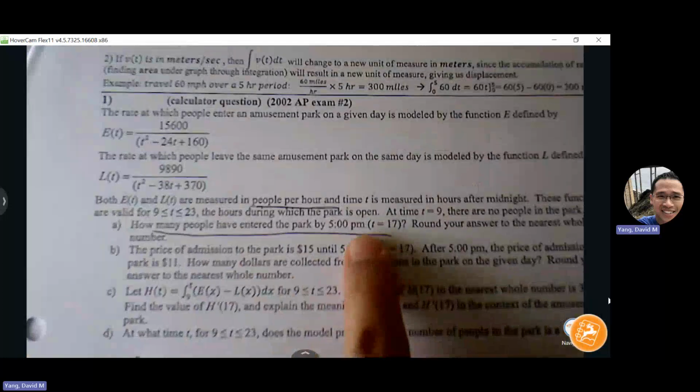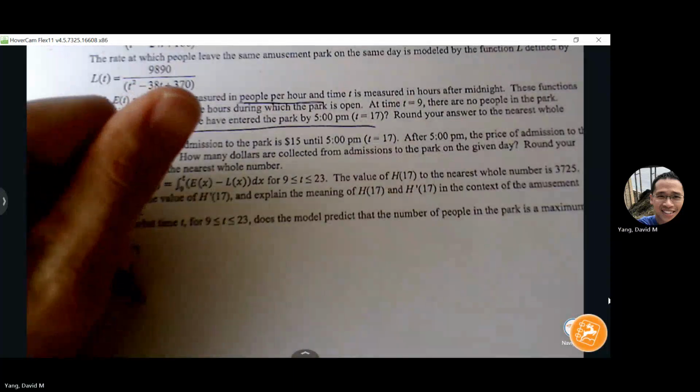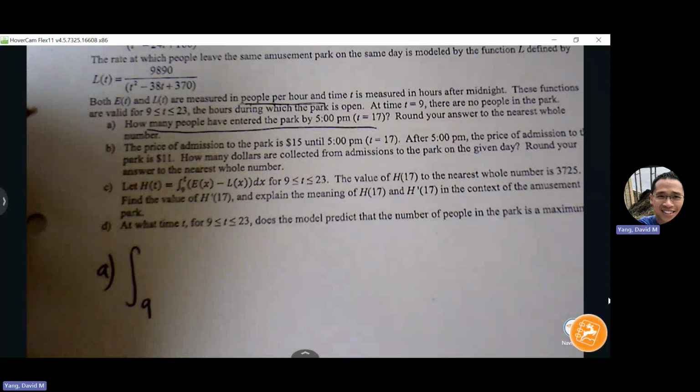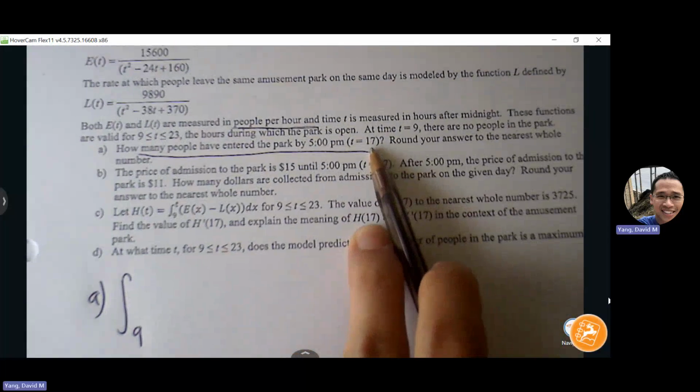Have entered the park by 5 p.m. So what do you think our bounds will be? 9 to 17. Yeah, they tell us t equals 17 represents 5 p.m.